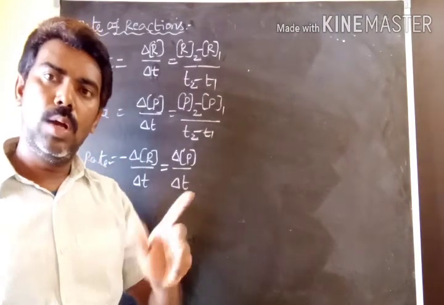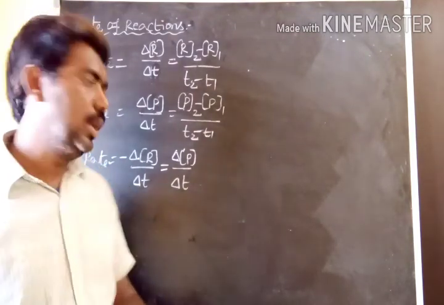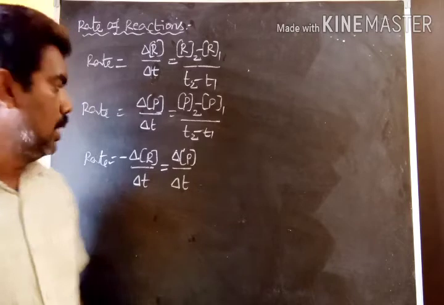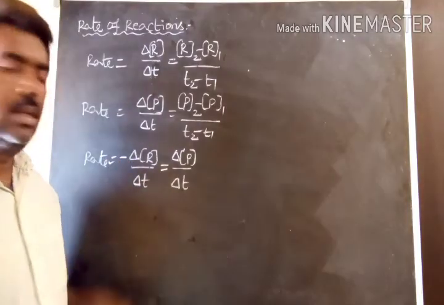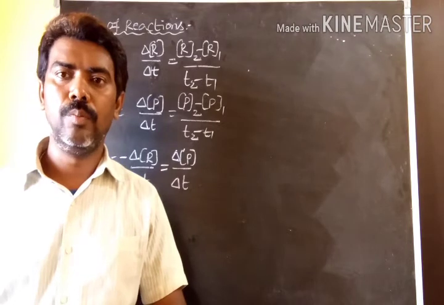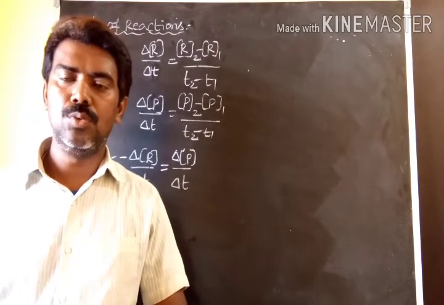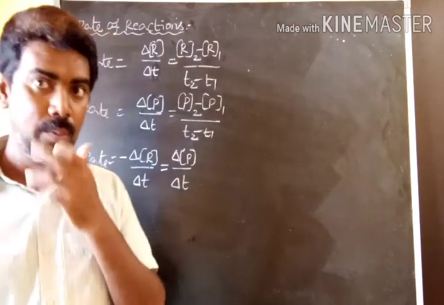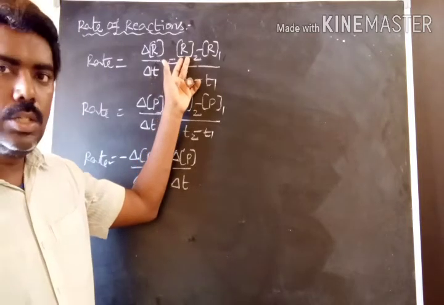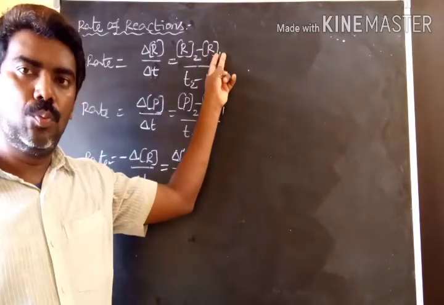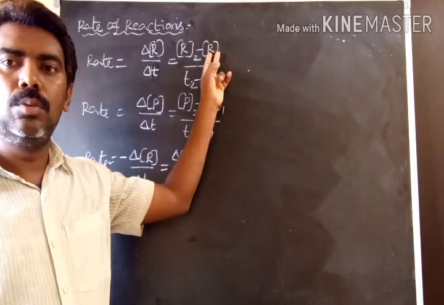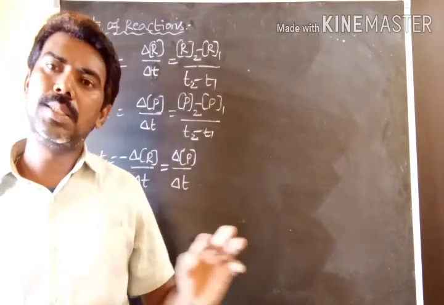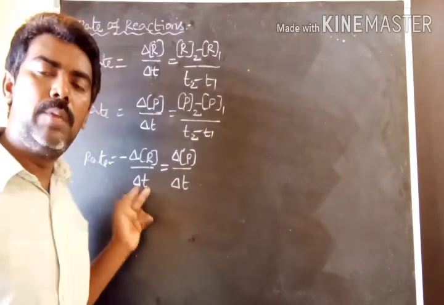Now to avoid that, to convert it into a positive value, delta R by delta T is multiplied by minus. Since we already get a minus value, multiplying with minus makes the total value positive. The rate of reaction is positive. That's why we multiply delta R by delta T with minus: R2 concentration is less and R1 concentration is more, so we get a negative value, but the rate of reaction cannot be represented in a negative manner.